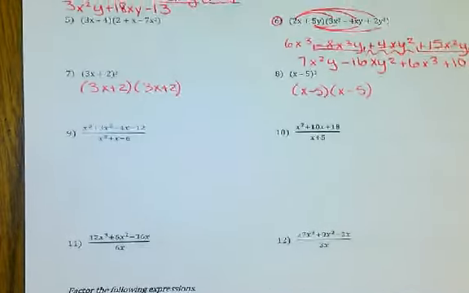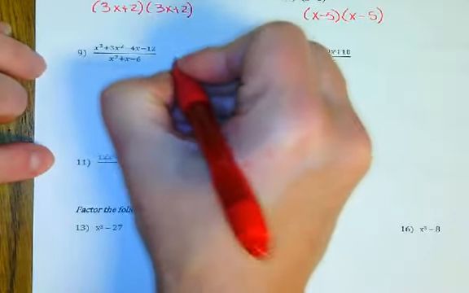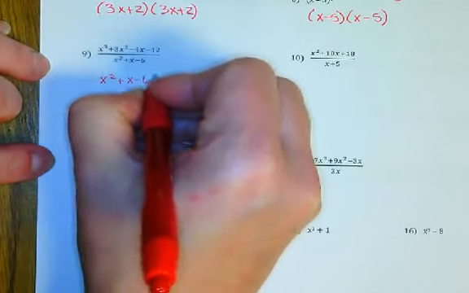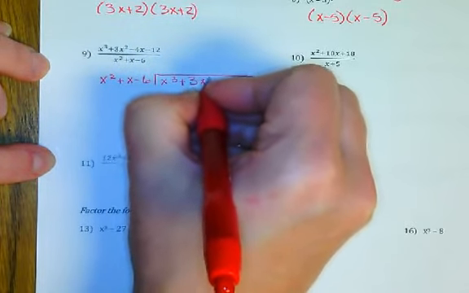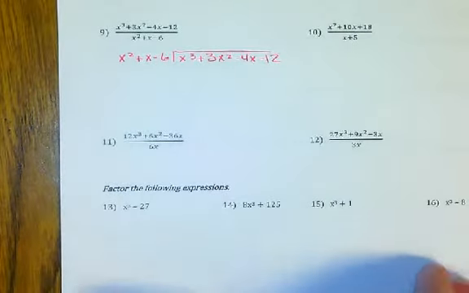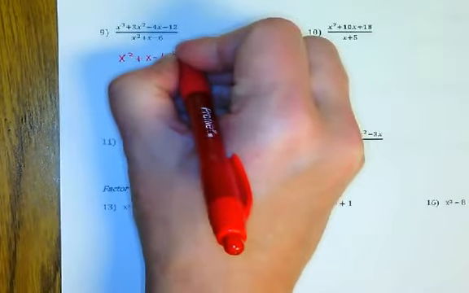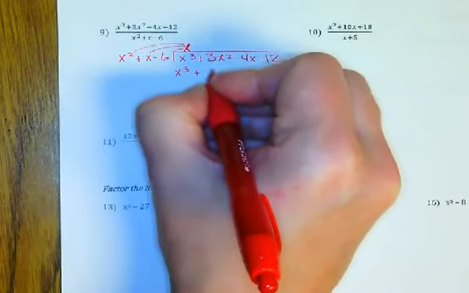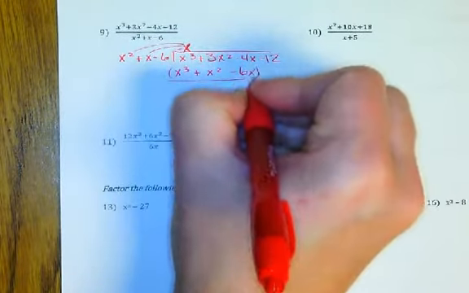All right, on these here, we're dividing polynomials. So I'm going to set my problem up. So this one, I would have x squared plus x minus 6 divided into x cubed plus 3x squared minus 4x minus 12. Okay, so x squared times x will give me x cubed, and then I'm going to multiply all of that. Okay, so x cubed plus x squared minus 6x. And then I've got to subtract the whole thing.